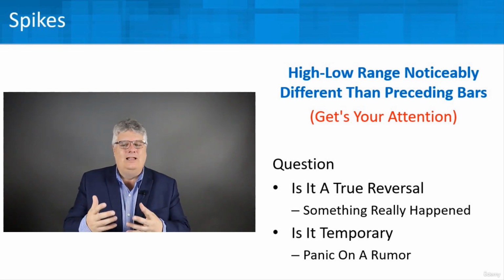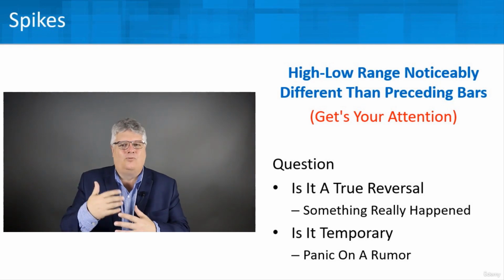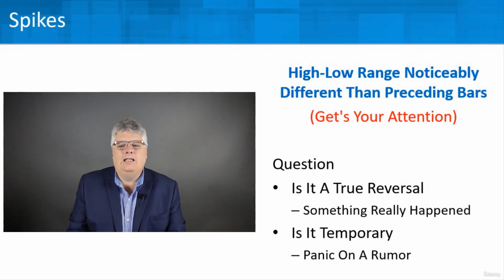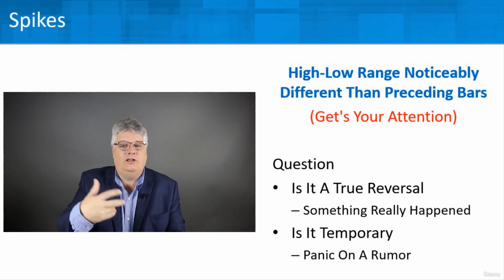Something has happened with the price where the range has gotten really broad, really fast, all within a day, let's say on a daily price bar. When you see spikes, you want to ask yourself: is it true? Is it a true reversal? Has something really dramatic happened, a big event that is going to cause that security to trend in a different way?